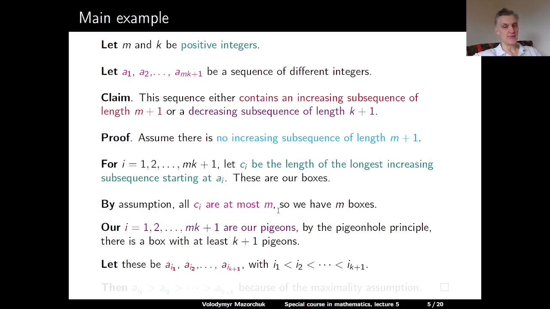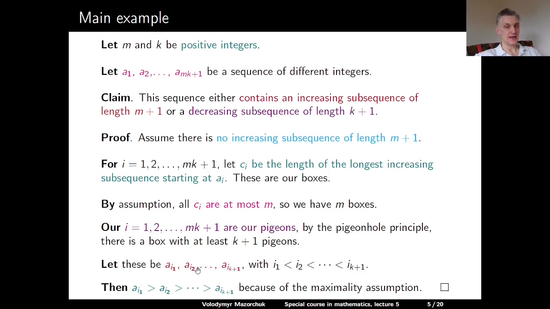So let these k plus 1 pigeons be the values a_{i1}, a_{i2}, and so on, a_{i(k+1)}, where i1 is smaller than i2, and so on, smaller than i(k+1). But then this sequence is a subsequence of our original sequence. This subsequence should be decreasing because of the maximality assumption. If two elements in this subsequence are not decreasing, then they are increasing, because we talk about the same integers.